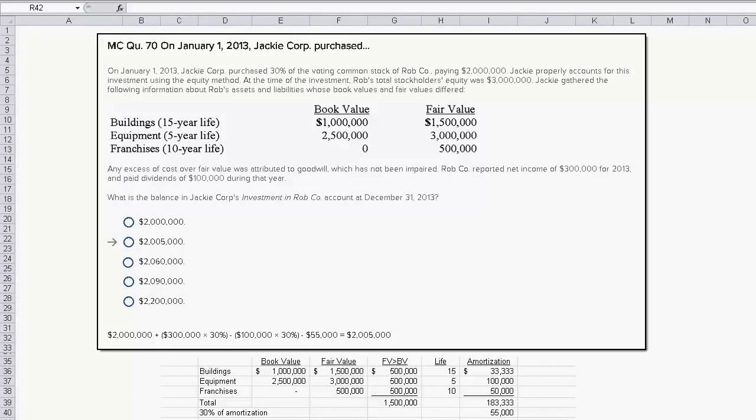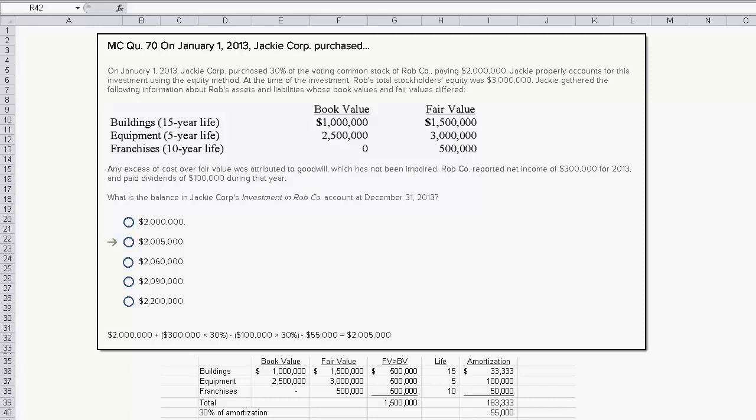Okay, hi everybody. Let's take a look at this consolidations problem that's going to ask you to determine the account balance in investment in a subsidiary. Okay, so I'll read the question to you.